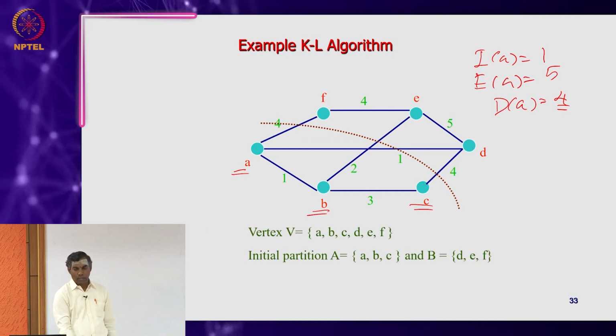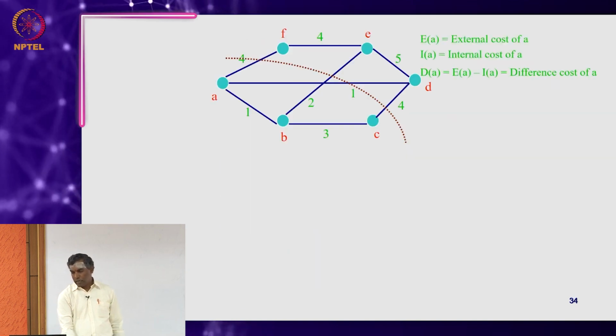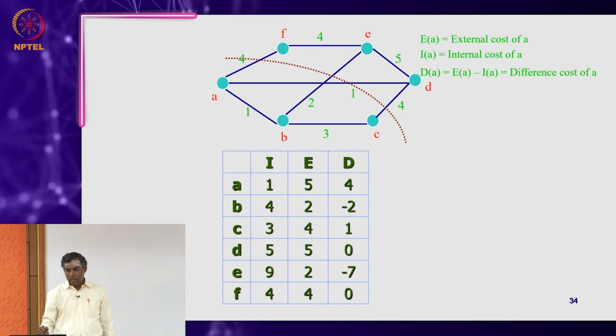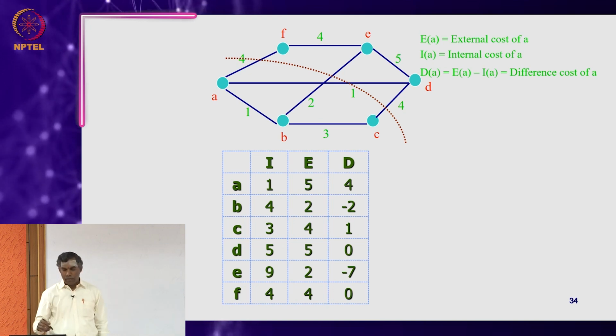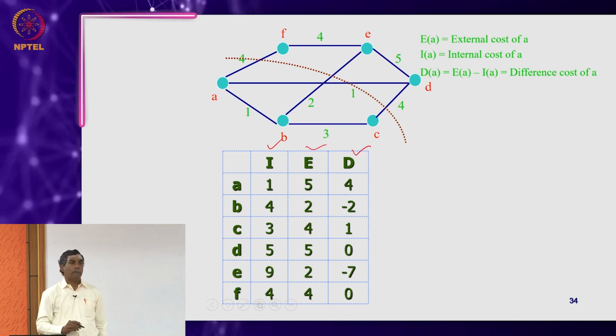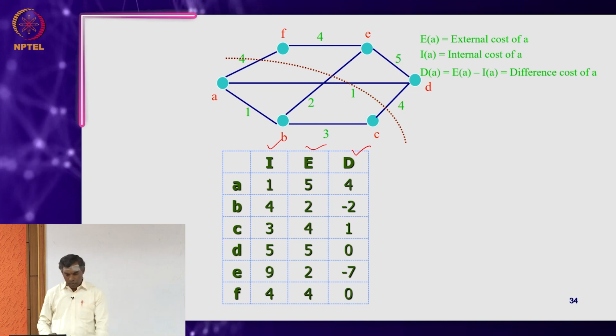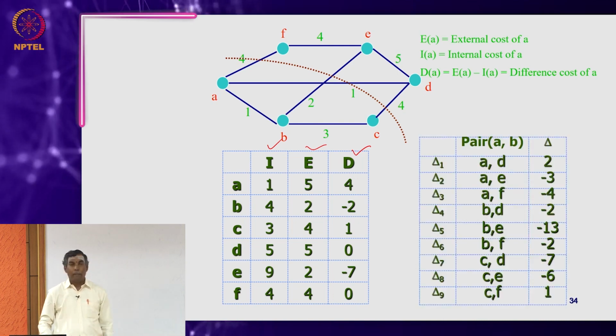Probably I will just show you an example. If you look into this one, you have an internal cost and an external cost. The internal cost of every node is here, the external cost is there, then there is a difference between them. Okay. Once you know that, you can find the gain value. Gain value you can calculate as a pair.